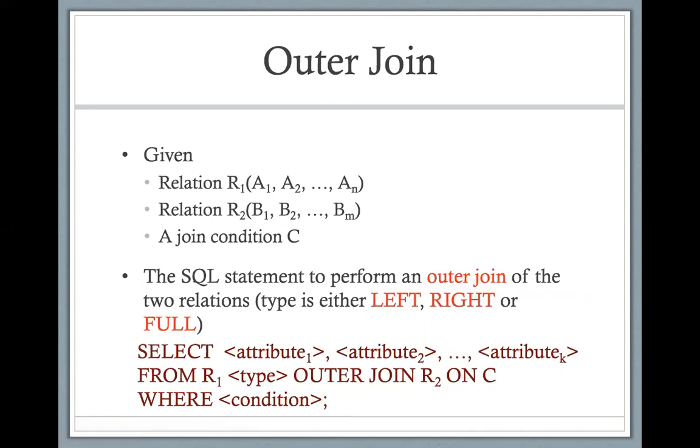The previous ones were inner joins. I had two ways of doing them: either using the explicit join keyword or join operation, or by saying select from R1, R2, where, and putting the join condition in the where clause. In the outer join, this is the only way of doing it, so you have to use the outer join operation. Okay, let's see an example.